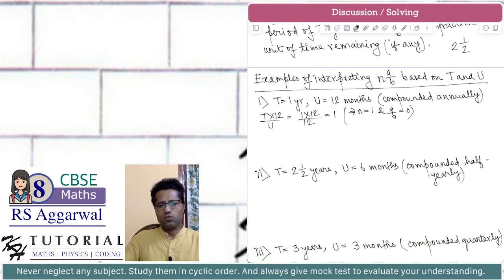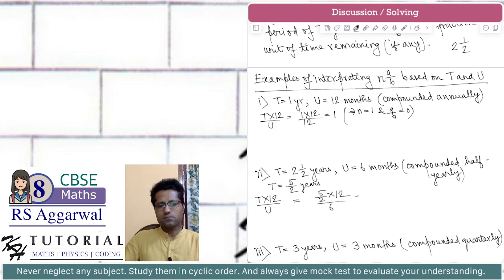Example 2. So t is given as 2.5 years. This means 2.5 years can be written as 5 by 2 years. Okay. So then t multiplied by 12 divided by u is equal to 5 by 2 multiplied by 12 divided by u, where u is 6 months.